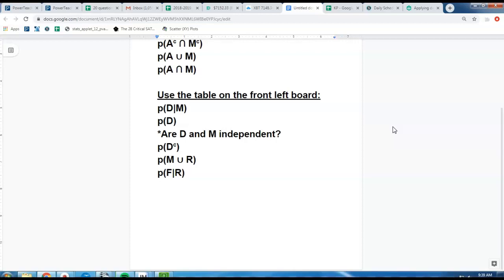Probability of Democrat complement. Well, what's Democrat complement in this situation? Republican, right? There's only one other option. So the probability of Republican would be 90 out of 160.